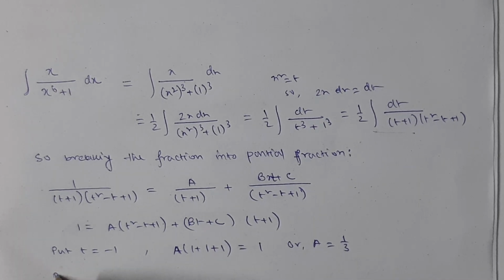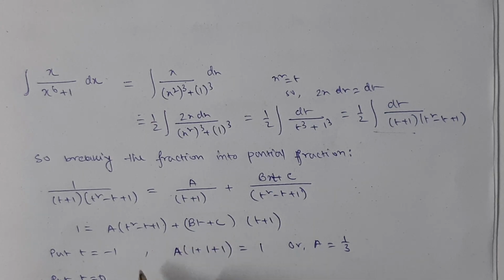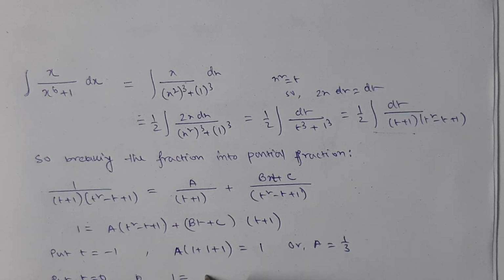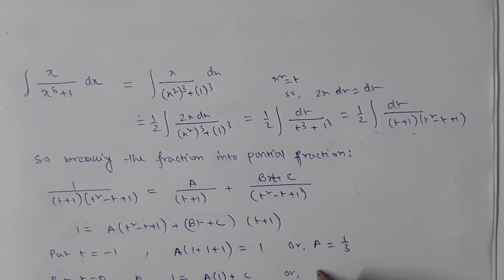So now put t is equal to 0. Okay, so if we put t is equal to 0, then what happens? 1 is equal to a into 1 plus c into 1, or a has value 1 by 3, so 1 by 3 plus c is equal to 1, or c is equal to 2 by 3.